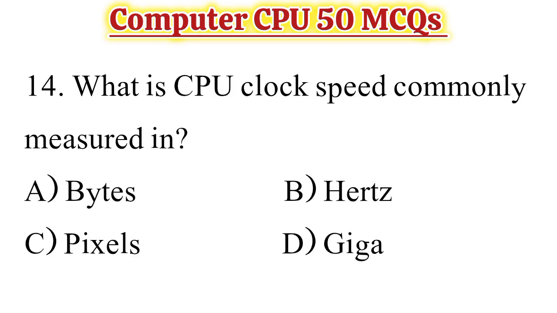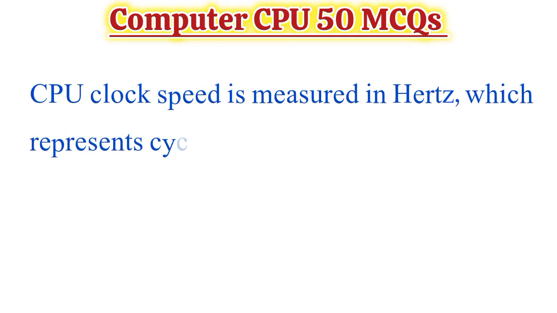14. What is CPU clock speed commonly measured in? A. Bytes. B. Hertz. C. Pixels. D. Giga. Answer: Hertz. CPU clock speed is measured in hertz, which represents cycles per second.